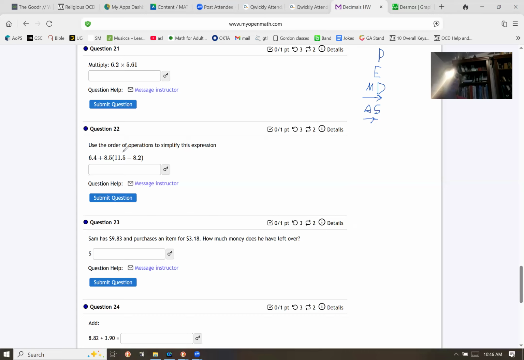So in this problem that we see here, I see there's an addition. I see there's a multiplication. When you have a number right next to a parentheses like that, it means multiplication. Then in the parentheses, we have this subtraction. So what should I do first?